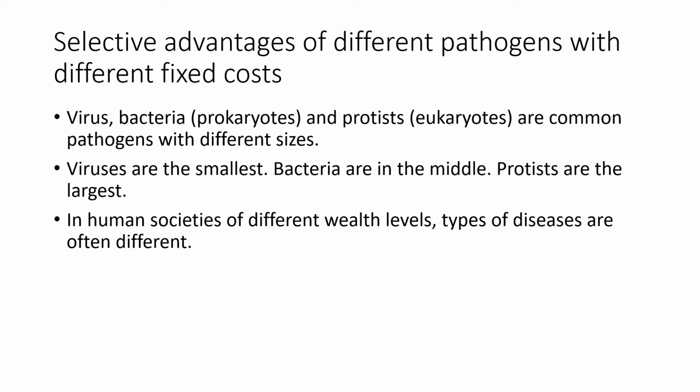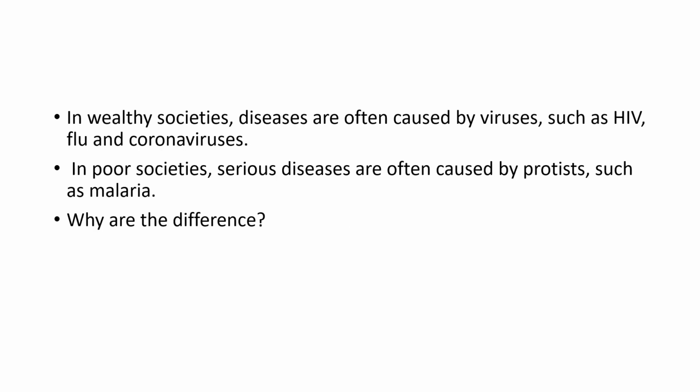In human societies of different wealth levels, types of disease are often different. In wealthy societies, diseases are often caused by viruses, such as HIV, flu, and coronaviruses. In poor societies, serious diseases are often caused by protists, such as malaria. Why are the differences?